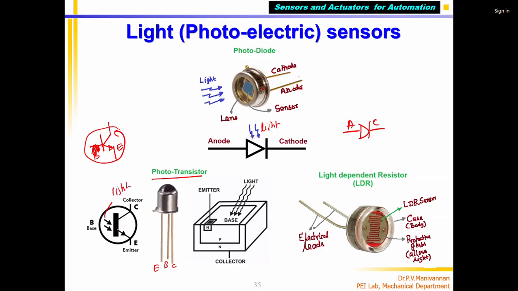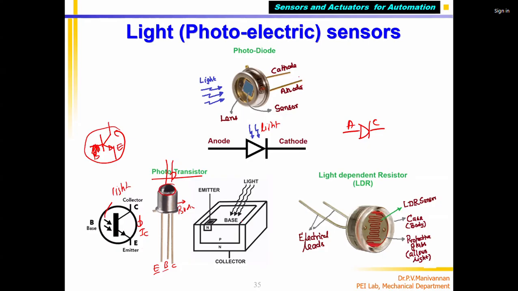If light falls on the base, automatically a current will flow. We call it IC, the collector current. So it is a three-terminal device, but the base pin will not be there. Instead, again you can see the opening. Similar to the photodiode, there's a lens, there's an opening. This is the body. These are three wires or terminals called emitter, base, collector. And this is the lens. If light falls through the lens, it is focused on the transistor inside, and it produces current IC, flowing from collector to emitter. We'll see how it works.